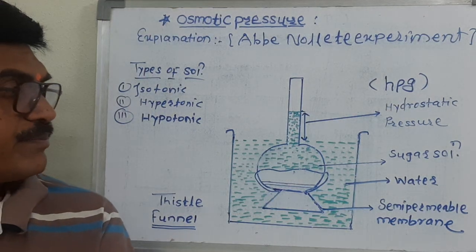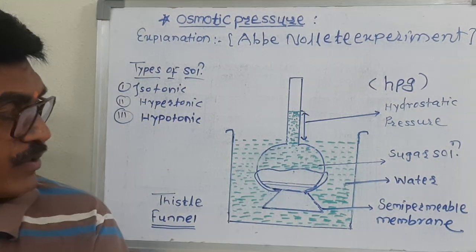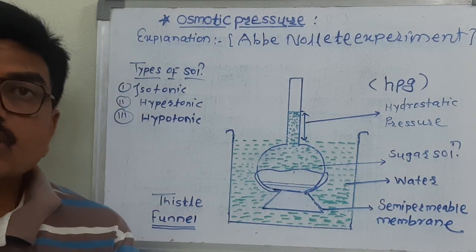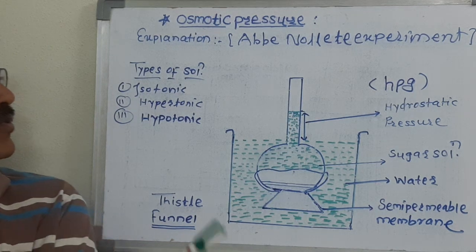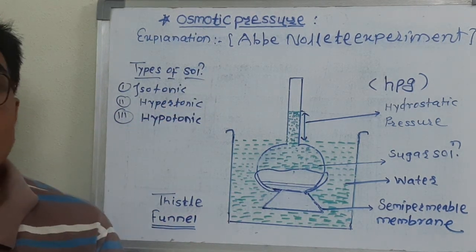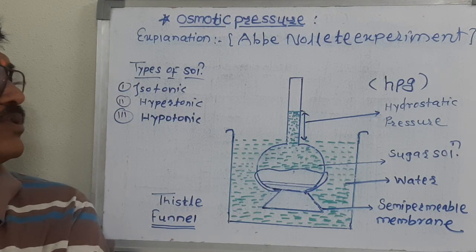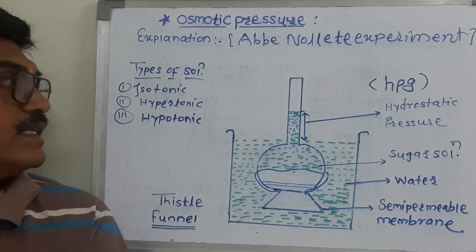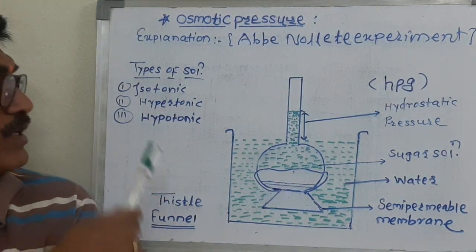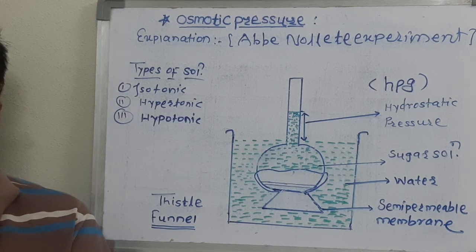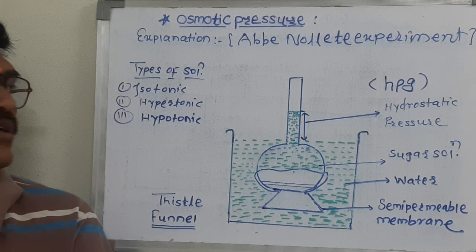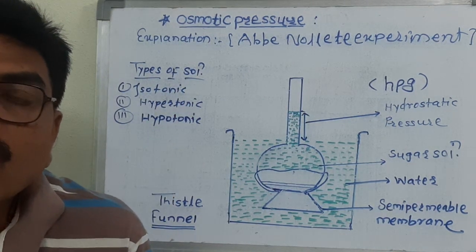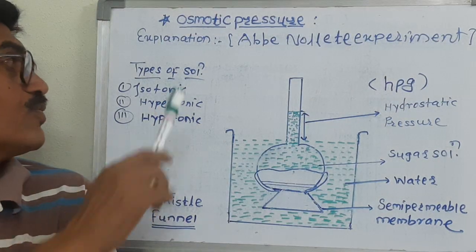Then one more simple aspect related to this. Depending upon the osmotic pressures of the solutions, solutions are of three types. These are the types of solutions based on the osmotic pressure. The solutions having the same osmotic pressure are called isotonic solutions. These are the important terms used in this case. Any two solutions having similar osmotic pressure are called isotonic solutions.